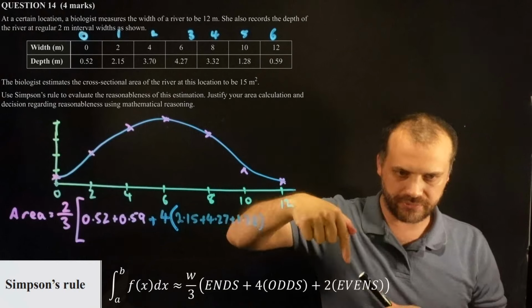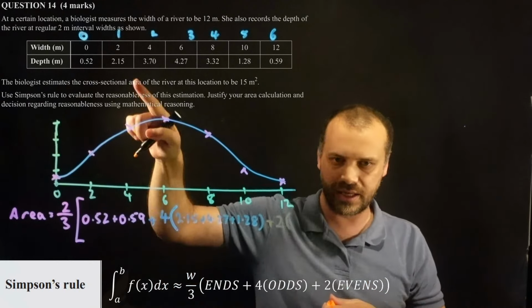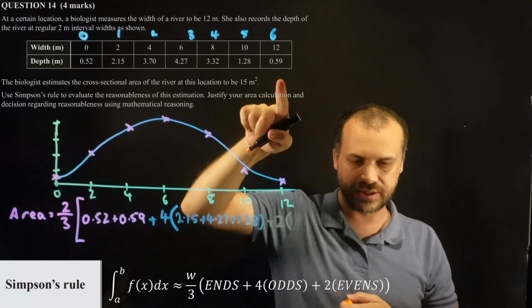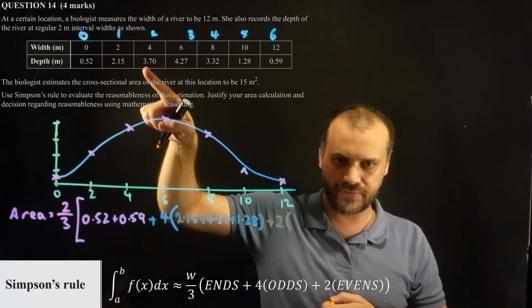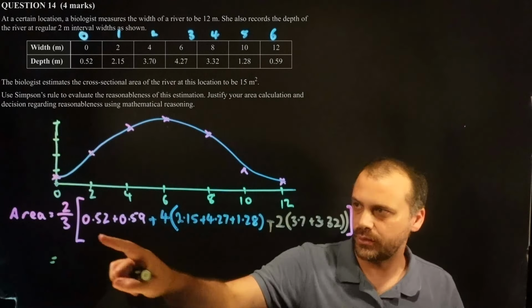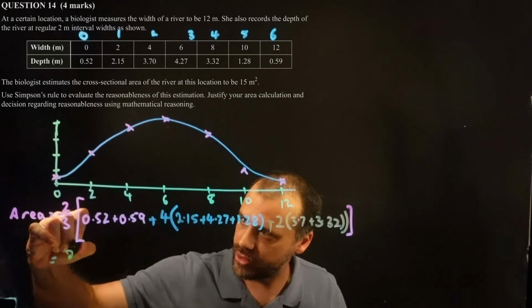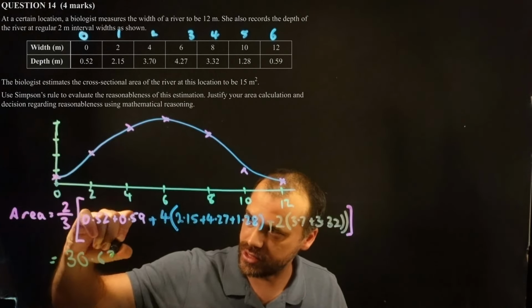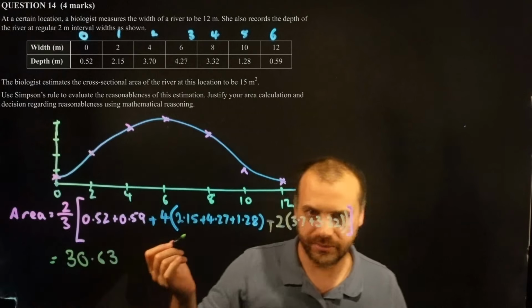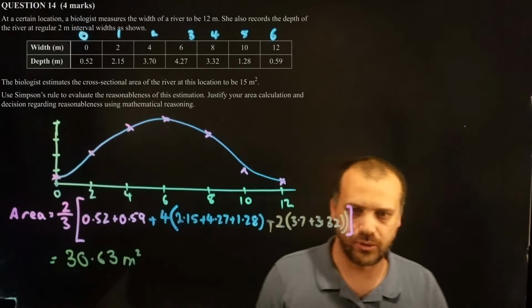And finally, we have 2 times the evens. So 2 times, and the evens, 0 doesn't count, 6 doesn't count because they're the ends. So the evens are 3.7 and 3.32. Now, when you type that all carefully into your calculator, you get an area of 30.63. Is it like meters? Yes, it's meters squared.